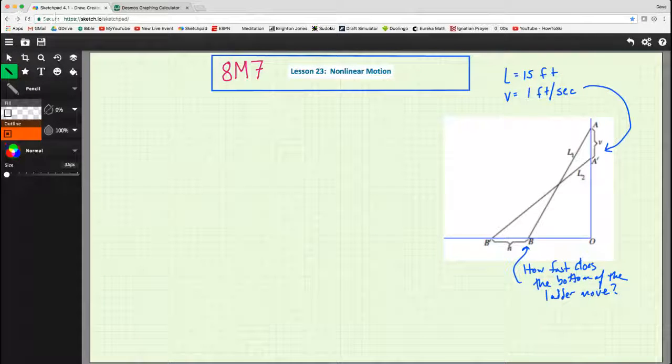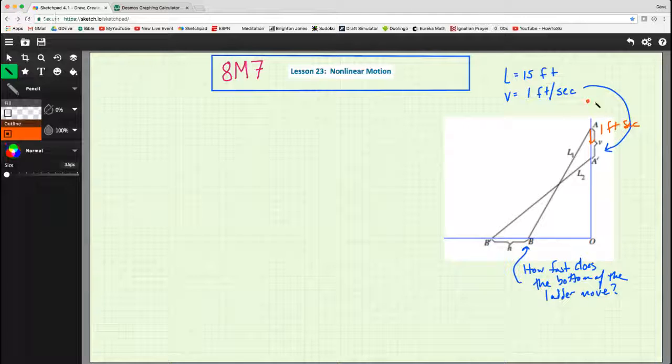Okay, so here's a picture of what's going on. Here's the ladder, kind of, and then it's slowly falling. As it falls, it goes like this, and then it goes like this, and then it goes like this. But we know, in this case, a ladder is a certain length. And for sake of this exercise, we're going to say the ladder is 15 feet long, and that its vertical velocity is 1 foot per second. So it's moving down the wall at 1 foot per second.